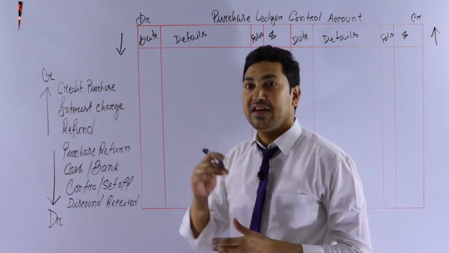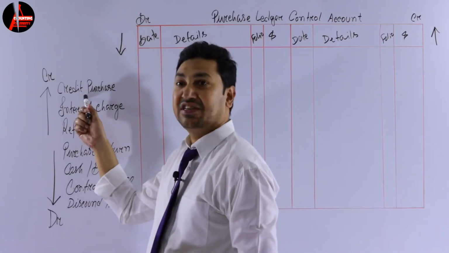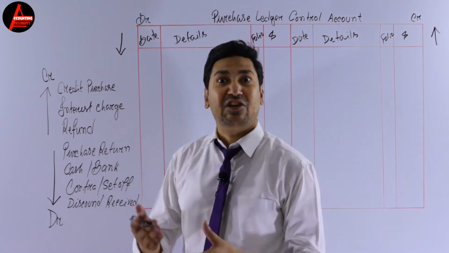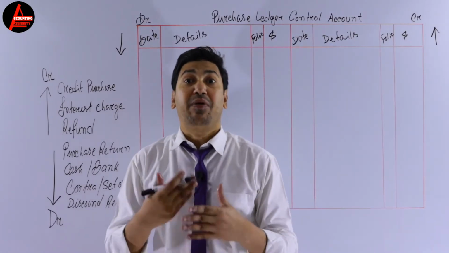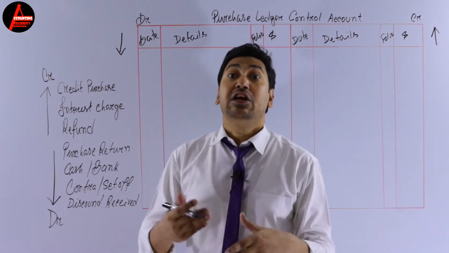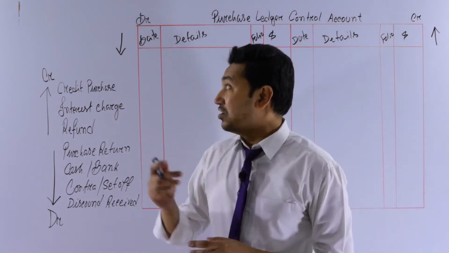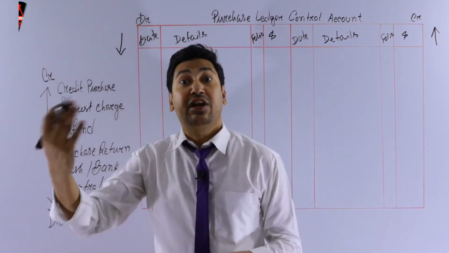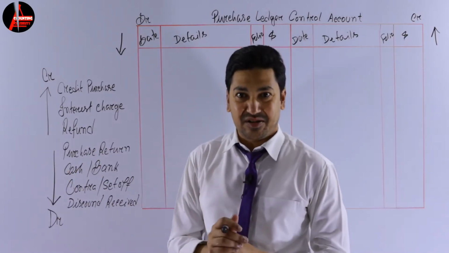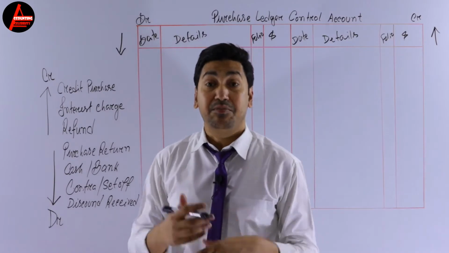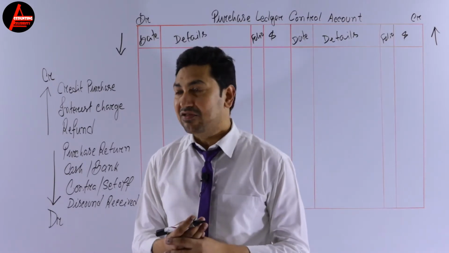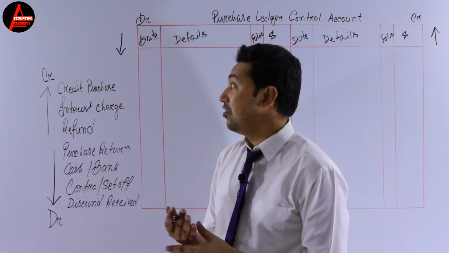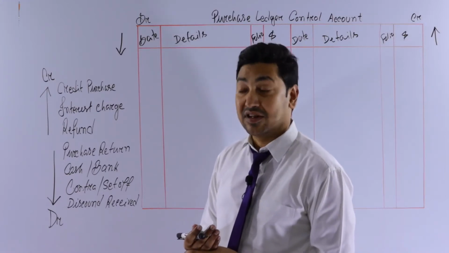So look at here. What is written? Credit purchase. If you have credit purchase, your creditor will be increased. The more you purchase on credit, the more your trade payable will be increased. So it will be recorded in the credit side. If your creditor charged any interest, your liability will be increased, meaning your creditor will be increased. If we have any refund, then still your creditor will be increased.